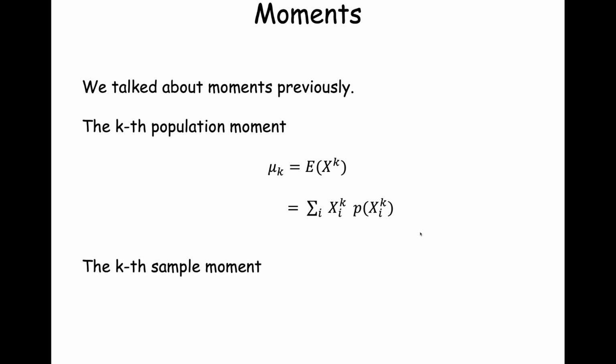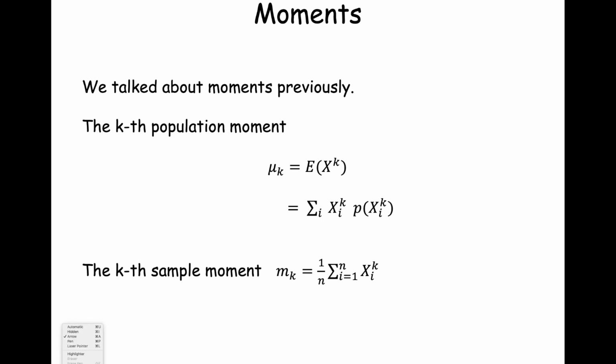Now the kth sample moment is as follows. The sample moment is just 1 over n, right? You're treating each sample as being equiprobable, and so that would be the sum, i goes from 1 to n, of xi to the k times 1 upon n.